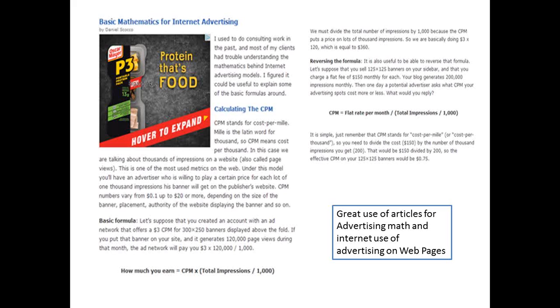And you have the ability to have a lot of articles. There's a lot of things going on in your industry out on the web. I know you use them a lot. Basic math for internet advertising. And again, this was an interesting one where they created a formula of basically the cost per thousand of the cost of advertising put on a website.